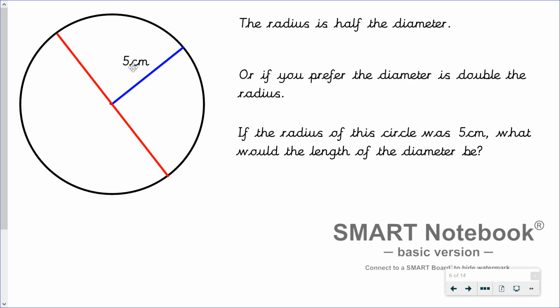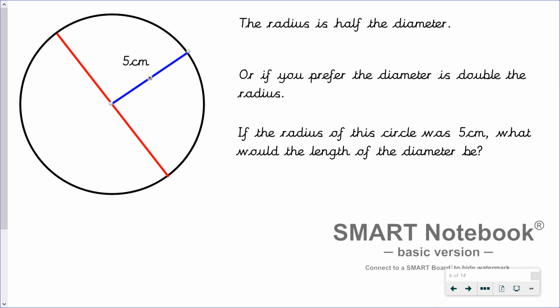So if the radius of this circle was 5 centimeters, this should be really quick, a bit of thinking. If this is 5 centimeters, how big is this line if we said it's double? Hopefully, instantly, we're saying, yes, 10 centimeters. Perfect. You can almost see it, because if we tipped this one on its side, you can see it's halfway along. So if this bit's 5 centimeters, this bit's 5 centimeters.